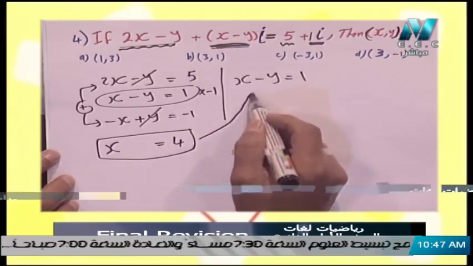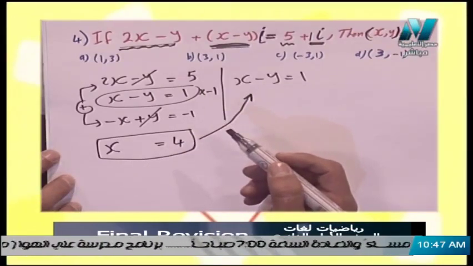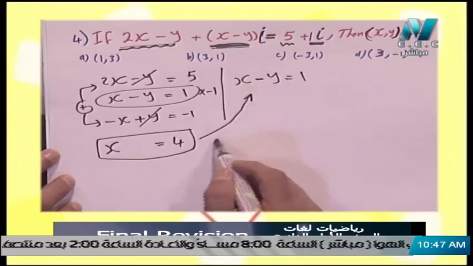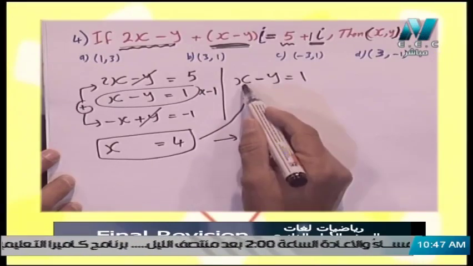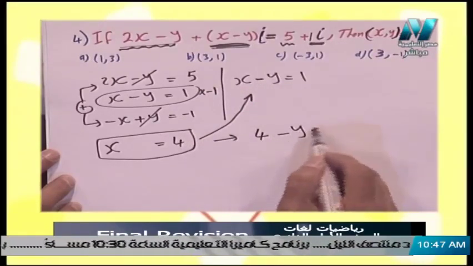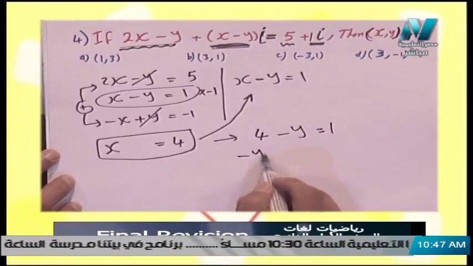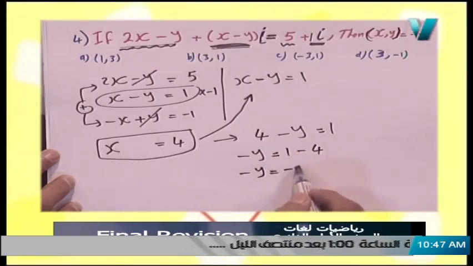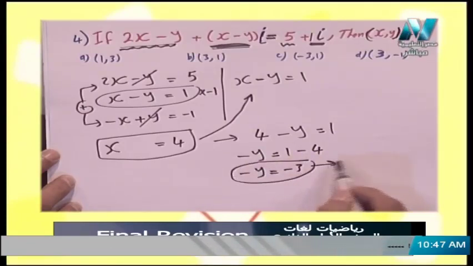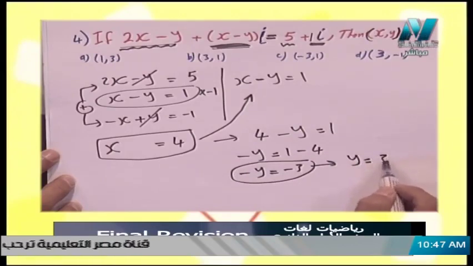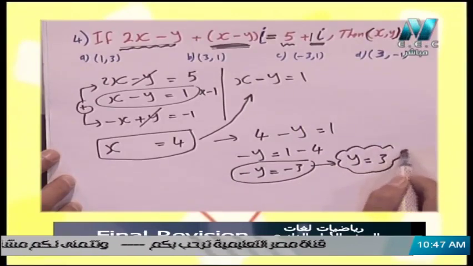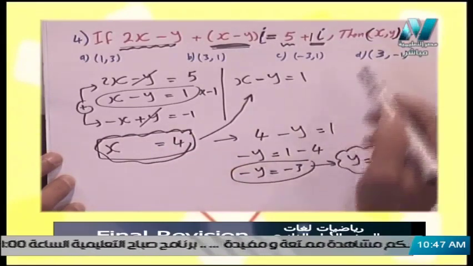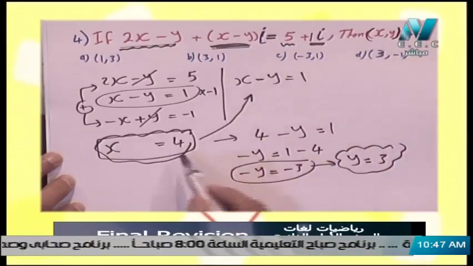By substituting in any one of the two equations, if we choose this equation, then x here will be 4. Instead of x we put 4, minus y equals 1. So negative y equals 1 minus 4, which equals negative 3. And we can say that y equals 3. Here y equals 3 and x equals 4. So we can say that x and y here equal 4 and 3.